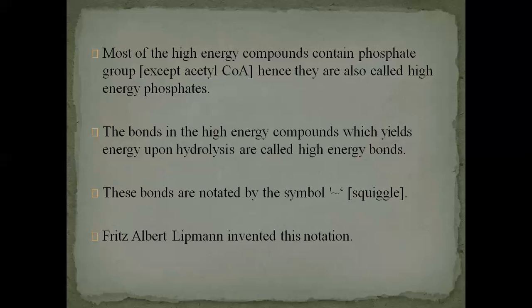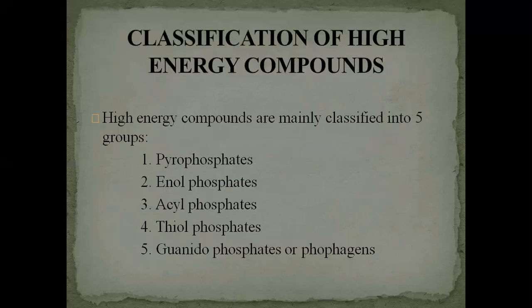The bonds in high energy compounds which always yield energy upon hydrolysis are called high energy bonds. These bonds are notated by the symbol squiggle. This symbol squiggle was first invented by a scientist named Fritz Albert Lipmann. This is just for your information. So what we are discussing is high energy compounds, the energy rich compounds, the compounds which upon breakdown give a lot of energy for use. Generally speaking, all the phosphate containing compounds in the biological system are high energy compounds.